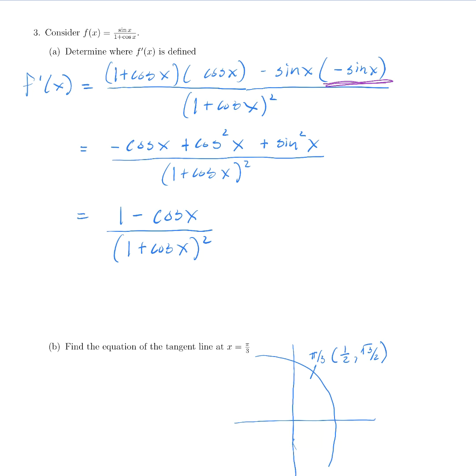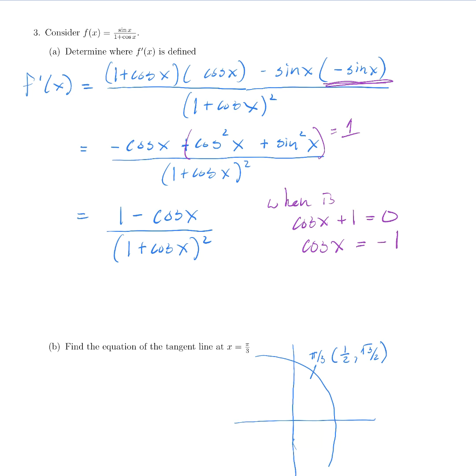We do some rearranging of terms and simplifying these two terms right here. Cosine squared plus sine squared added together are 1. And this simplifies to 1 minus cosine divided by 1 plus cosine quantity squared. And so the question is, where is this defined? Well, it seems it would be defined everywhere unless there's a 0 in the denominator. And so the question then becomes, when is cosine of x plus 1 equal to 0? Or another way of saying that is, when is cosine of x equal to negative 1?